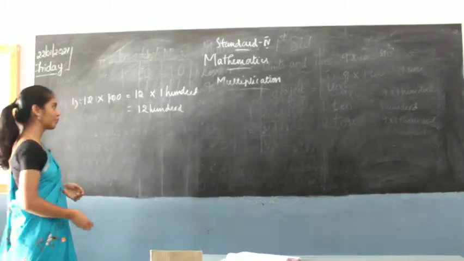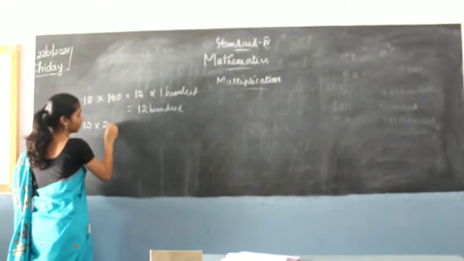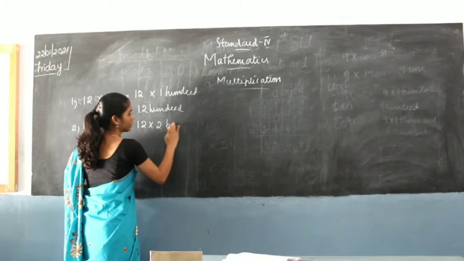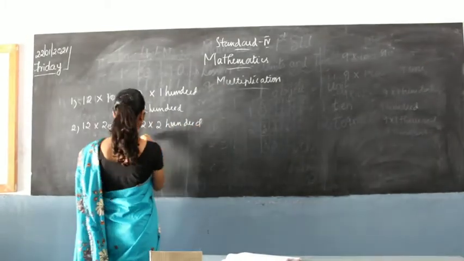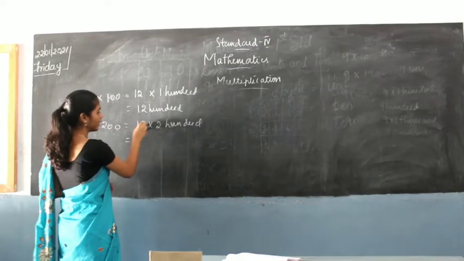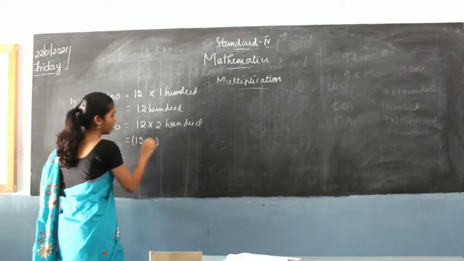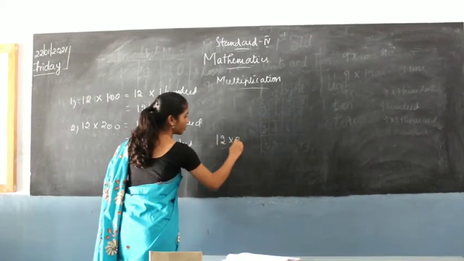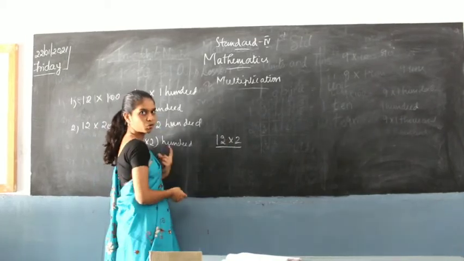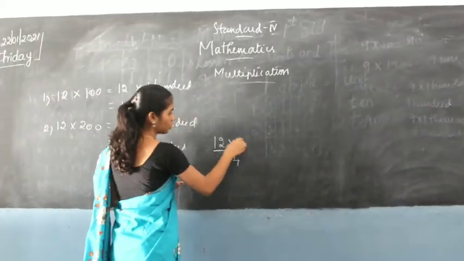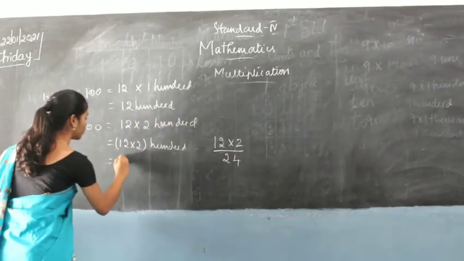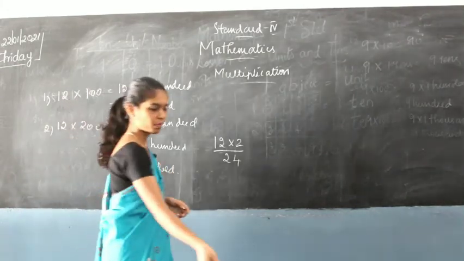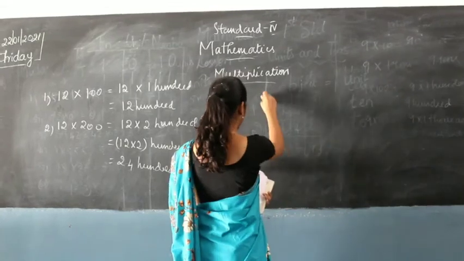Okay, so for example, if you have 12 into 200, then you can say 12 into 200, which will give you, so 12 into 2, 100. So 12 into 2. 2 1s are 2, 2 2s are 4. So 2 1s are 2, which will give you 2400. Understood? So now we are going to solve exercise problems.